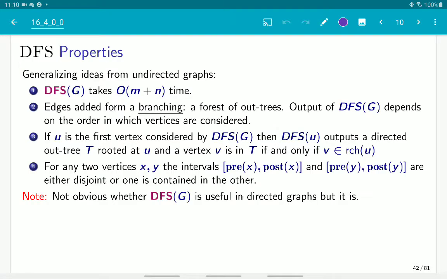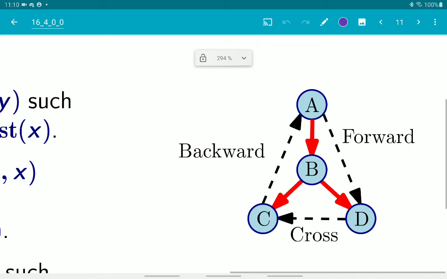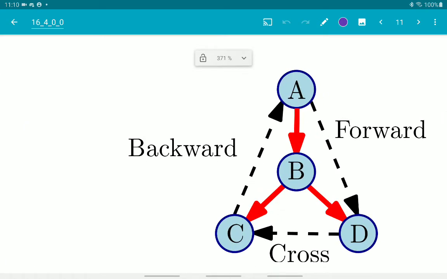And of course, DFS would turn out to be quite useful in directed graphs. Now, as I mentioned earlier, there are a lot of interesting edges when you speak about DFS in directed graphs. So of course, there are the red edges, which are the DFS edges. We have forward edges, which are edges that go from an ancestor to a descendant. To remind you, this was the only kind of edge that we got not in the DFS tree in the undirected case. Now we have backward edges. Those are just edges that go from a descendant to an ancestor.